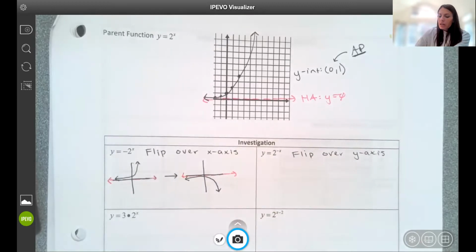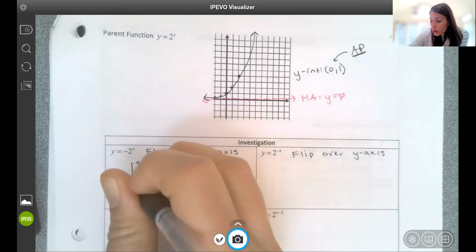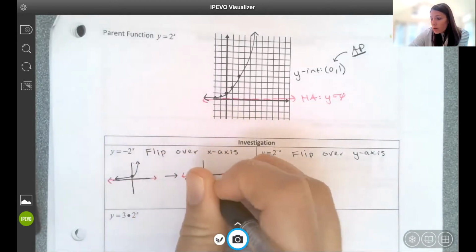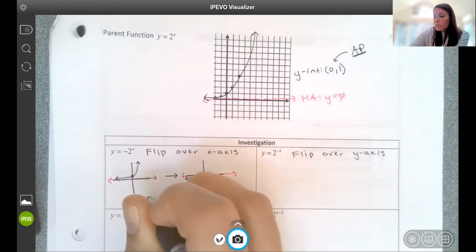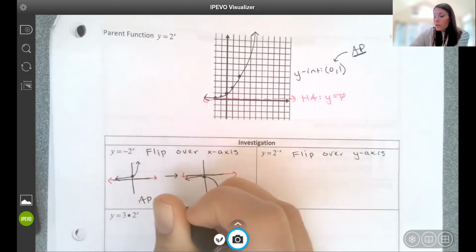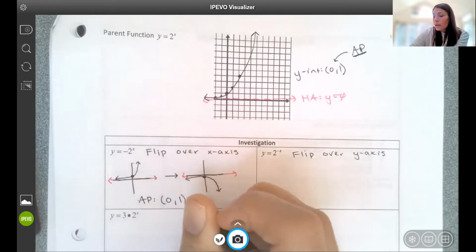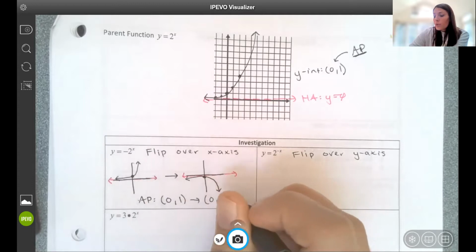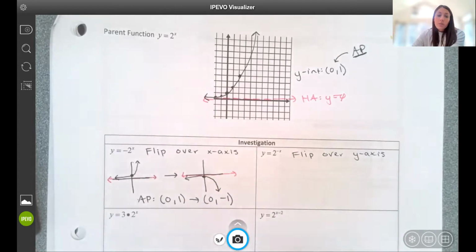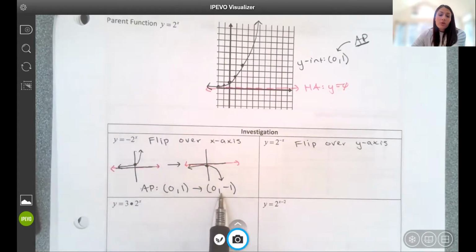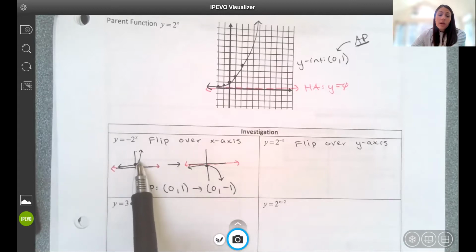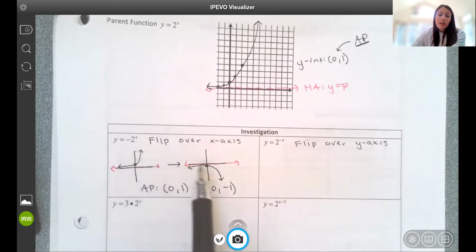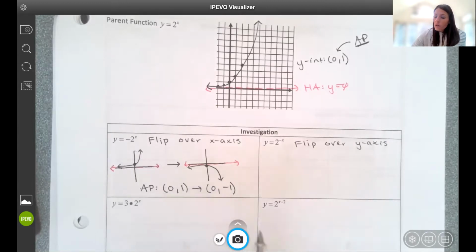So what happened to my anchor point? My anchor point, which is here, went to here. So what happened to my anchor point is it went from (0, 1) to (0, -1). I got multiplied actually by that negative out front, -1. And that's what happened to all my points. It gets multiplied by that negative and it's flipping it upside down.